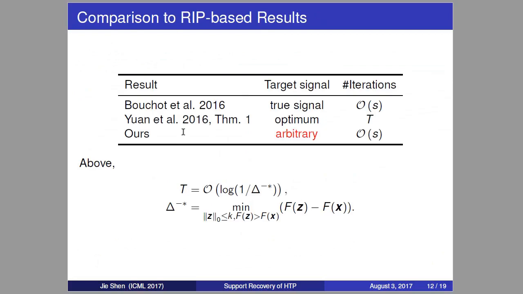We compare this result with previous work. In Bouchot 16, they showed the same iteration complexity for recovering the true signal. We show that actually HTP is able to recover an arbitrary sparse signal. In Yuan 16, their RIP-based analysis guarantees support recovery of a global sparse minimizer, but their iteration complexity involves a gap of function value between the optimum and the suboptimum, so it is hard to compare T with S. The advantage of our result is that we have a clear dependency on the parameters.